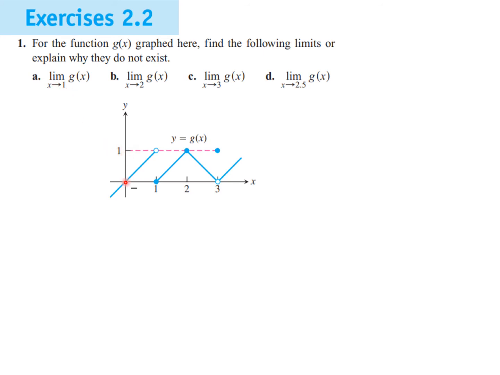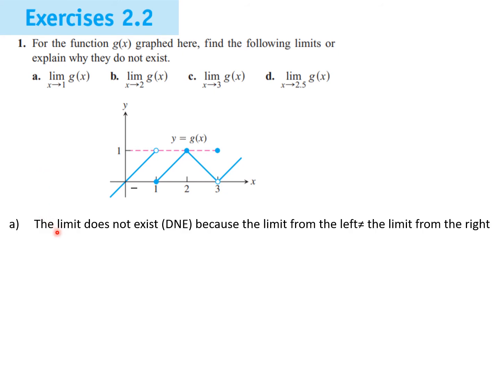We can see that for the function g of x, if we approach 1 from the left, the limit will be equal to 1. If we approach 1 from the right, the limit will be equal to 0. So there's a jump here, so the limit does not exist for x approaching 1. And this is the answer. The limit does not exist, because the limit from the left is not equal to the limit from the right for x equal to 1.